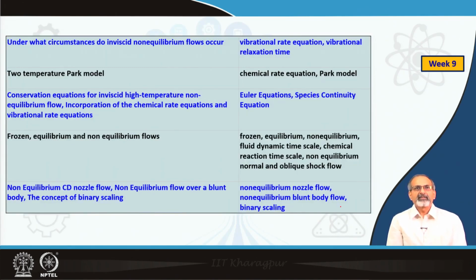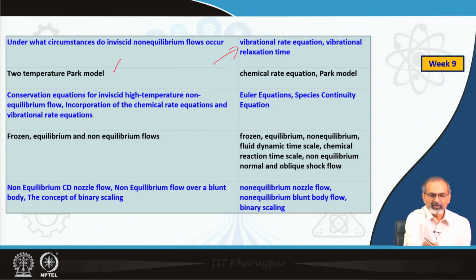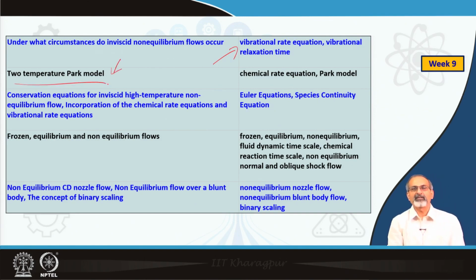In week 9, we discussed under what circumstances we envisage non-equilibrium flows to occur. We discussed again the vibrational rate equation and relaxation time. We introduced the two temperature model of Park, which finds wide application in hypersonic flow computations. Conservation equations for inviscid high temperature non-equilibrium flow were discussed. Incorporation of chemical rate equations and vibrational rate equations was done. The species continuity equation was introduced along with the standard conservation equations.